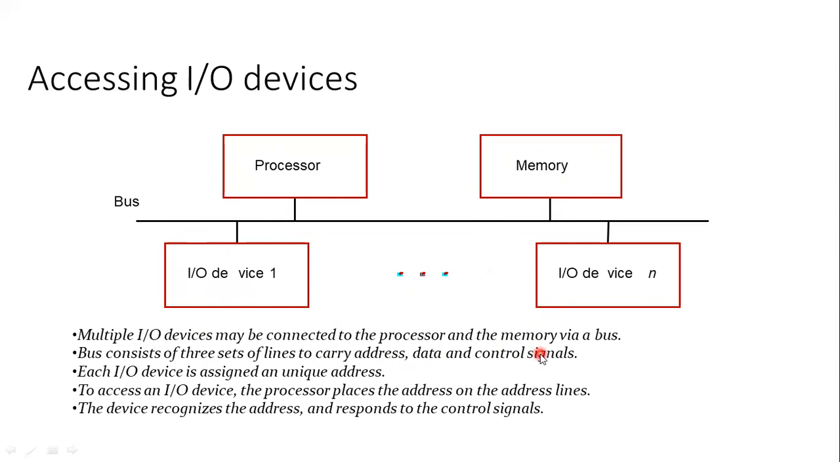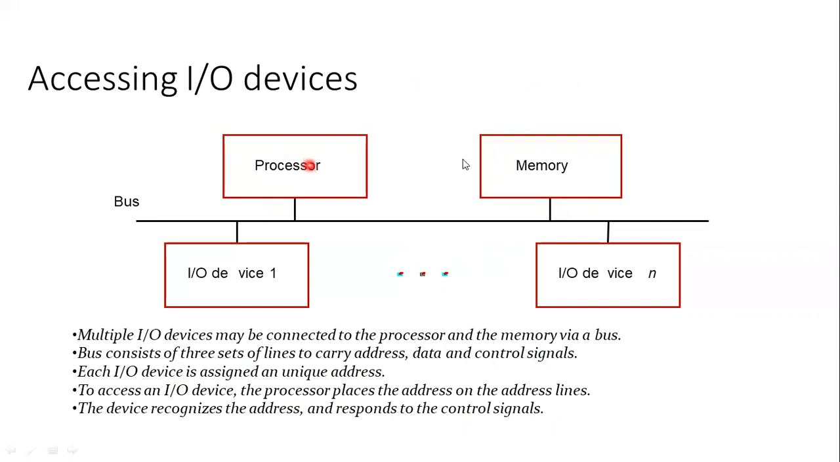Every time you discuss an interface between two devices, a minimum of three types of buses are required: the data bus, the address bus, and the control bus. Each IO device is assigned a unique address. To access an IO device, the processor places the address on the address lines. The device recognizes the address and responds to the control signals. So in this way, accessing of IO devices can be done.